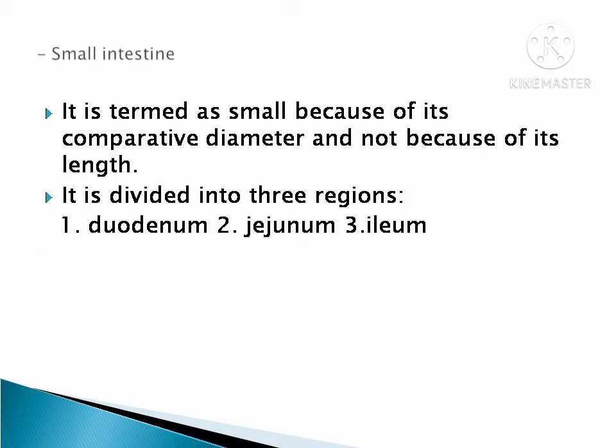Small intestine. It is termed as small because of its comparative diameter and not because of its length. It is divided into three regions: duodenum, jejunum, and ileum. I will show diagram also in last.